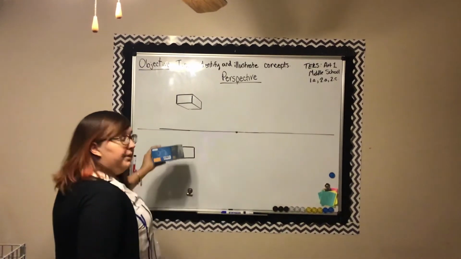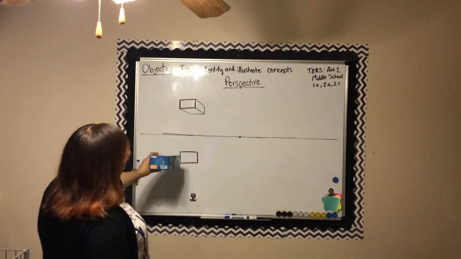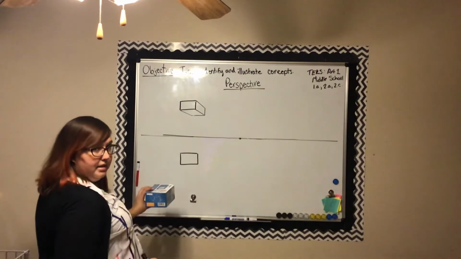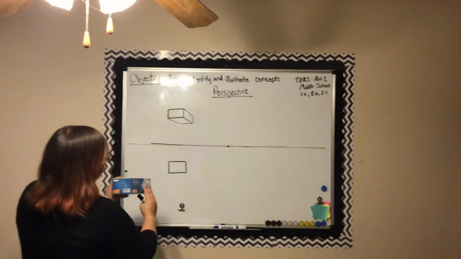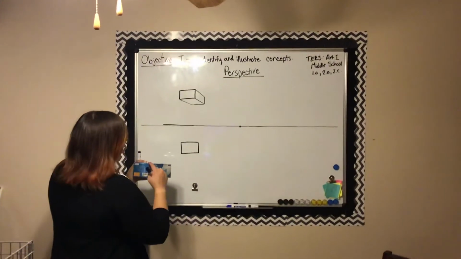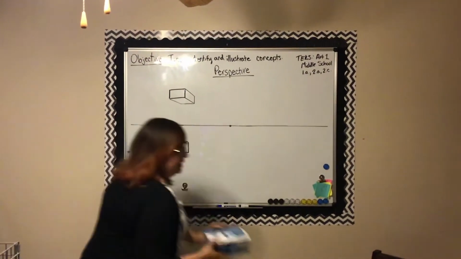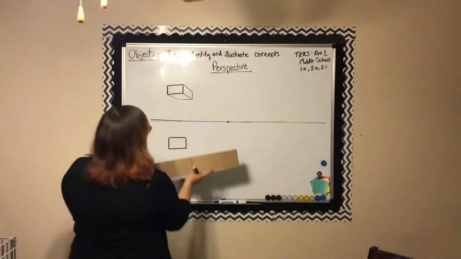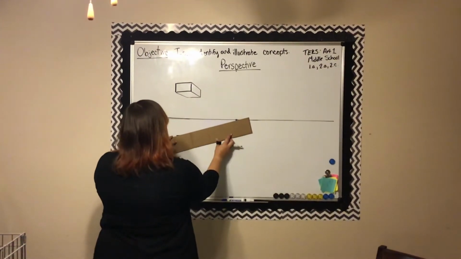Okay? And we talked about this time, since it's under my eye line, I can see the top of my box. I can still see the side of my box that is closest to my vanishing point. So I'm going to take the top of my box. I'm going to get my straight edge here. And I'm going to line it up to my vanishing point.